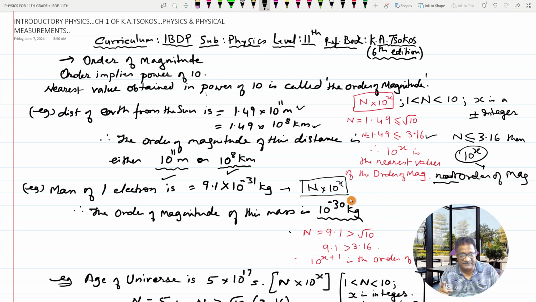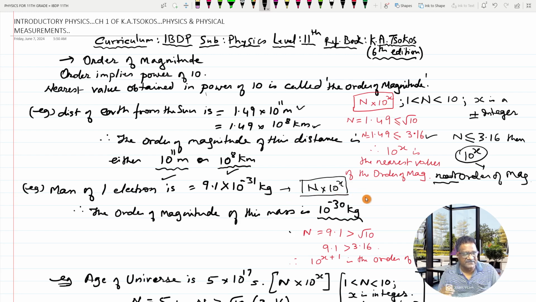Let me tell you, if a number is not in scientific notation, somehow you will have to bring it into scientific notation, and only then can you decide the order of magnitude. That is very important. It is not always the case that the number will be given to you in scientific notation form. If n is, say, more than 10, or less than 1, then you have to do something about it and bring it into scientific notation form, and only then can you decide the order of magnitude. Here you can see that it is already in scientific notation form.